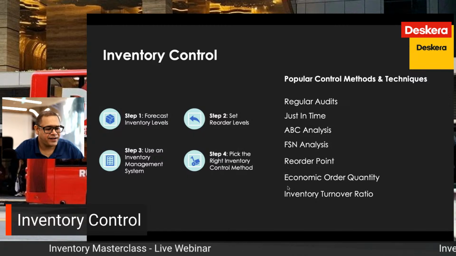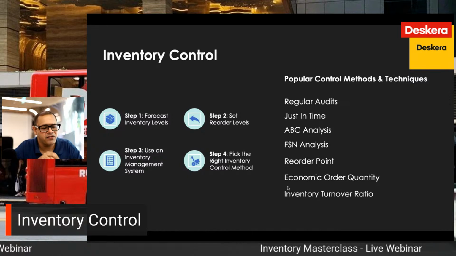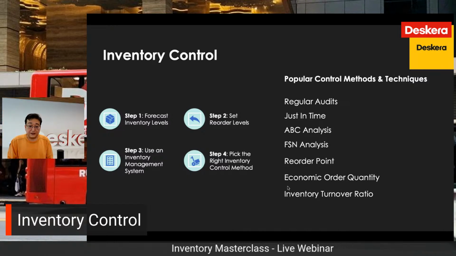So David, what are your views on the 4 steps of inventory control? I think it's very important that you get this right.